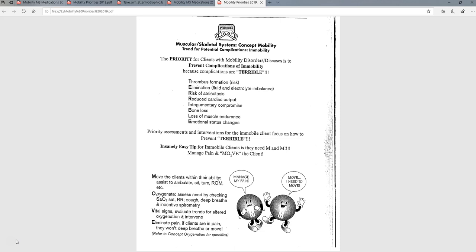Do vital signs, and then cough and deep breathe and use the incentive spirometer again, because they're in the bed, high risk for atelectasis, let them use the incentive spirometer. Check their vital signs, eliminate pain, anything that can cause them pain, eliminate that. So this is the general overview of priority of any patient that has a mobility issue, regardless of exemplar.